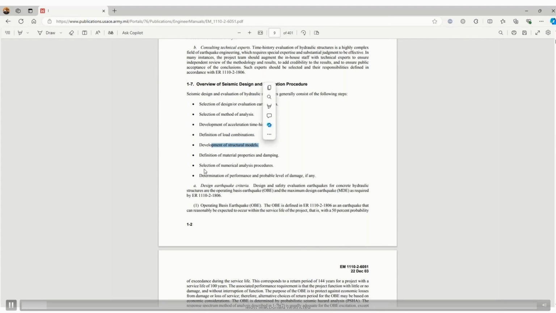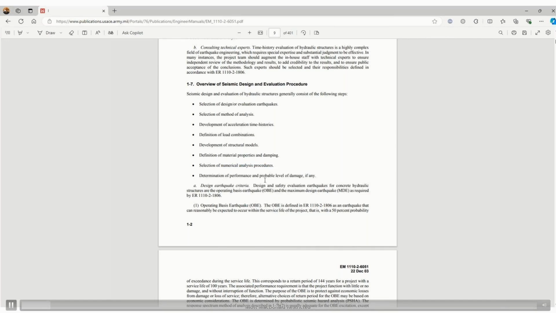We are performing three-dimensional analysis, material properties, and damping. We have assigned. We are not considering any damping for the foundation. We are considering massless foundation, and for concrete we have already provided. And selection of numerical analysis procedure. We are using direct time history method for numerical analysis. We'll go through the difference later on.